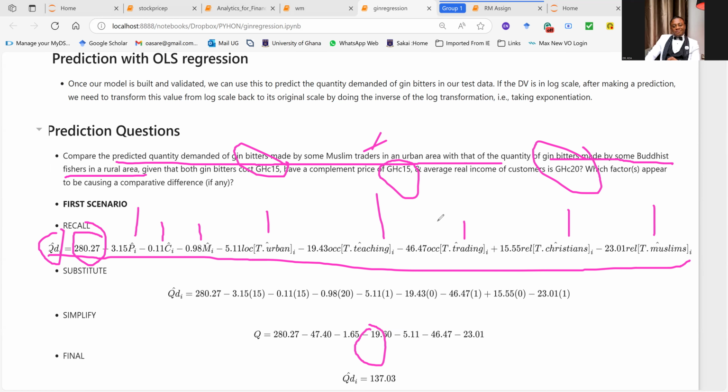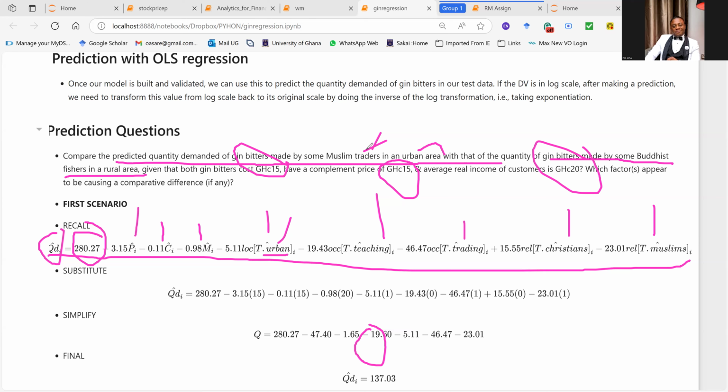Okay. So watch it, because the dummies, if you look at the dummies for teaching like this, let's start with urban. The first scenario says that they are Muslim traders, and then it says they are in an urban area. So urban area means when you get to here, the value should be 1 because they are urban and it matches with this. Okay. Now let's go to occupation.